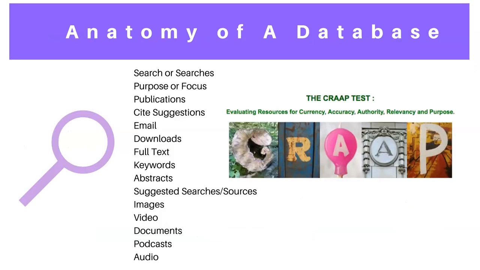Again, it's going to have some essential pieces. You're going to have a search or searches. So when you go to a database, you're looking for a search. It usually has a purpose or focus. It contains usually publications. Sometimes it has videos, podcasts, or documents. Sometimes it has primary materials, secondary resources, scholarly articles, quantitative and qualitative research, full text, keywords, abstracts. Oh, and in glorious moments, it has suggested searches and sources.